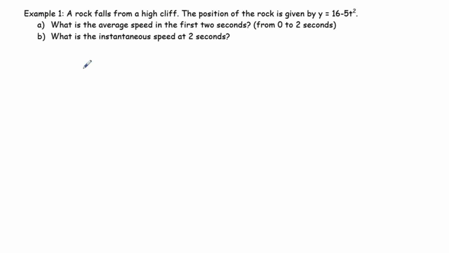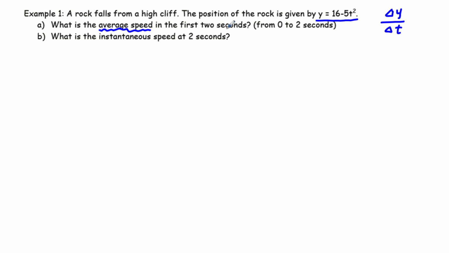Let's see one example to find the average rate of change and the instantaneous rate of change. A rock falls from a high cliff. The position of the rock is given by y equals 16 minus 5t squared. It asks you to find the average speed. So this is a position, so the average speed is the change of the position divided by the change of the time. So it's looking for the rate of change.